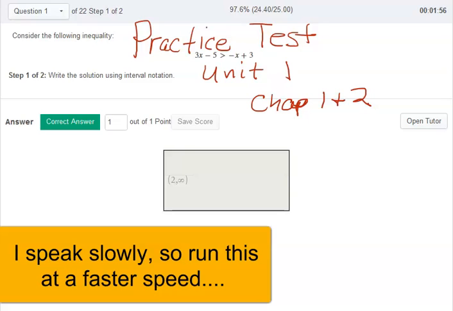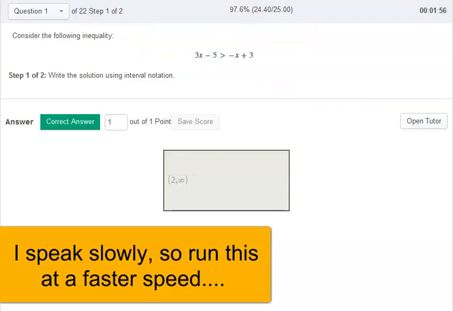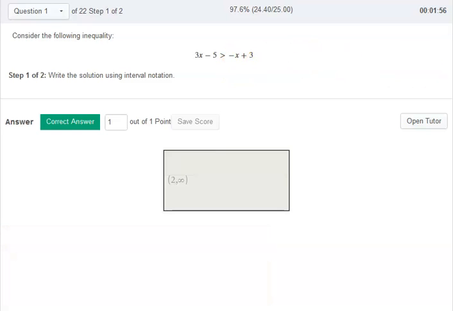Now you can make your own practice test, but here's one that I will be doing, which will be a Unit 1, which covers chapters 1 and 2. Now in doing a practice test, what you want to do is to take a moment, have some paper handy, carefully read the example, and write it out. And that's what we'll do for this first one.